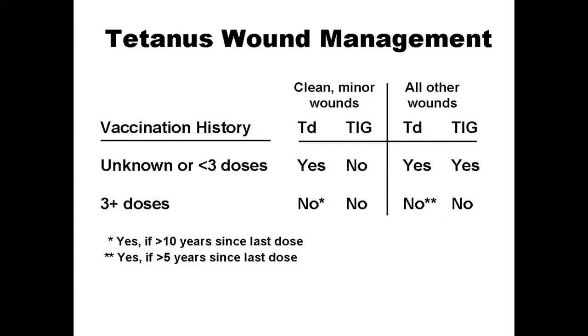So this is a very important chart regarding vaccination: the wound status, the past history of vaccine, and how long ago that vaccination was given. So you must know about this. It is very important whether there were fewer or more than 3 doses, and whether the wound is clean and minor or dirty and other wounds. This is important for deciding when to give the tetanus vaccine or the tetanus immunoglobulin.